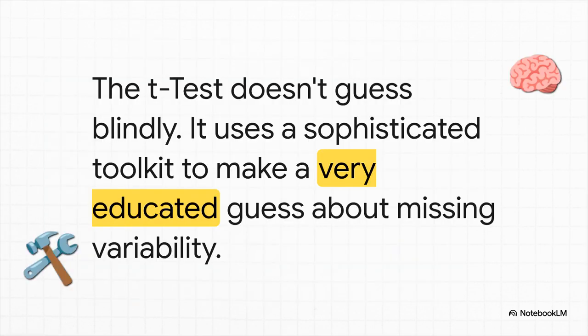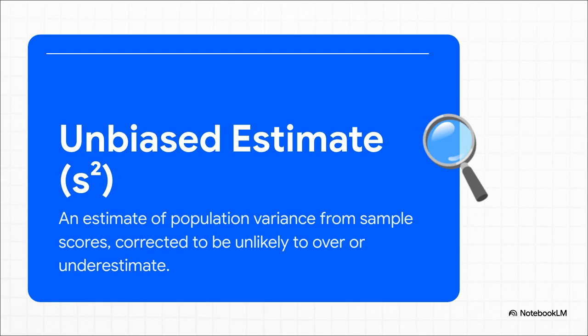All right, so educated guess sounds good, but how does it actually do it? I mean, the t-test doesn't just pull a number out of thin air. It uses a pretty sophisticated toolkit to make sure its estimate of that missing variability is as accurate as it possibly can be. Okay, tool number one in the kit, the unbiased estimate of the population variance. Now, what it does is it uses a slight tweak in the formula. Instead of dividing by n, the number of people in our sample, it divides by n minus 1. And that little change does something amazing. It generates the most accurate possible guess for the population variance, all based on the data we actually have from our sample. It really is our best guess.